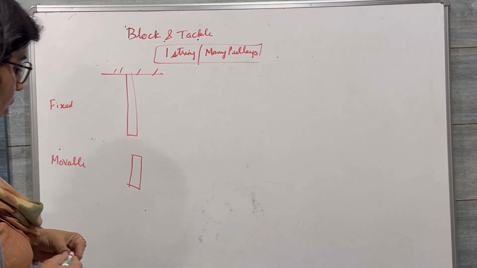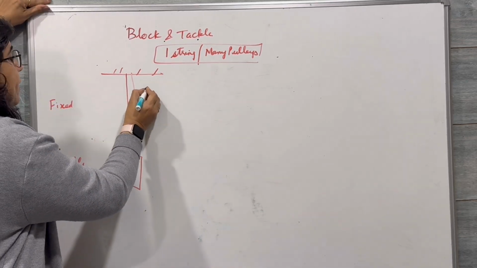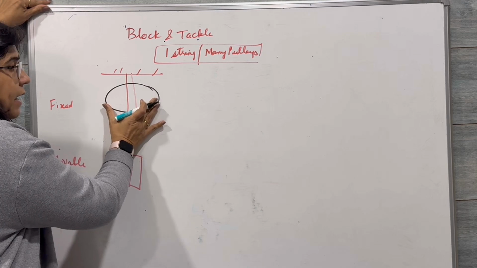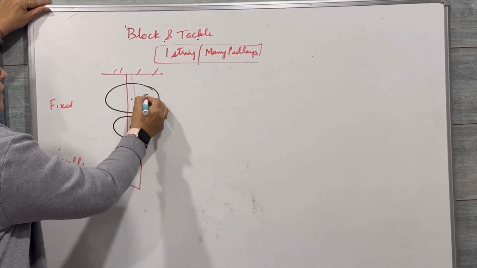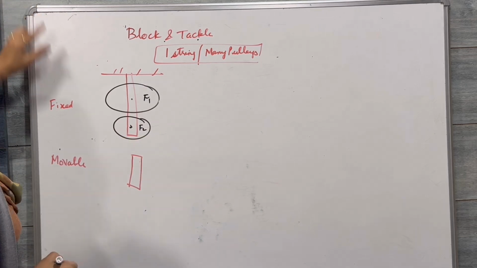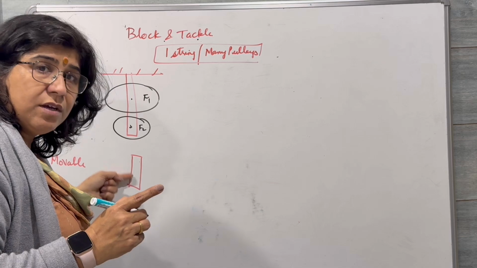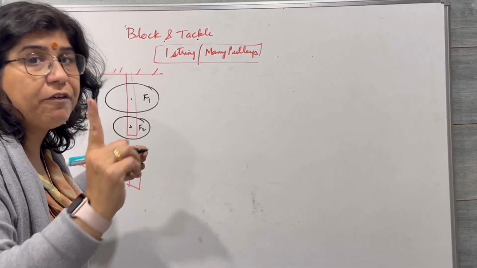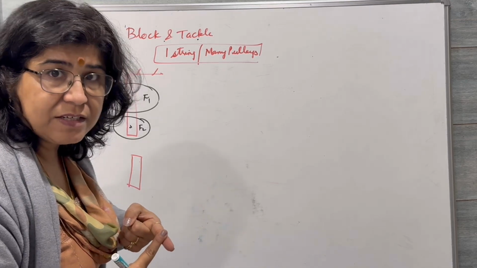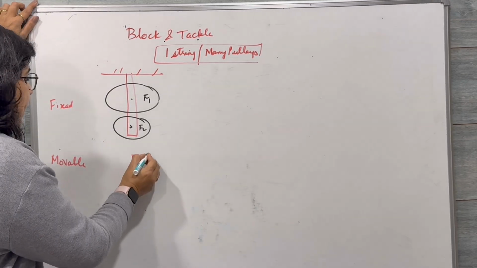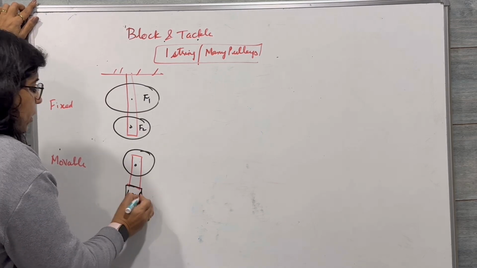Now in the fixed block, for example, you have two pulleys. So how do you make it? The first one should be wider and larger. The second one will be smaller. This is fixed pulley 1, fixed pulley 2. In the movable block, either you will have an equal number of pulleys or one less than fixed. Movable part will have either what? Equal number as fixed or one less. So I make this as 1 and with it you hang the load.